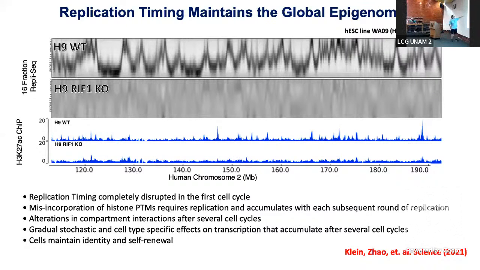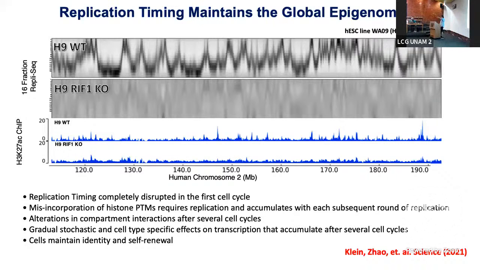Shown here is H3K27 acetylation. You can see in wild-type cells, you see these large peaks of K27 acetylation. They align with the earliest replicating regions in the genome. When we knock out RIF1, we get a delocalization of these. We lose a lot of these peaks, and we get more acetylation in other places.